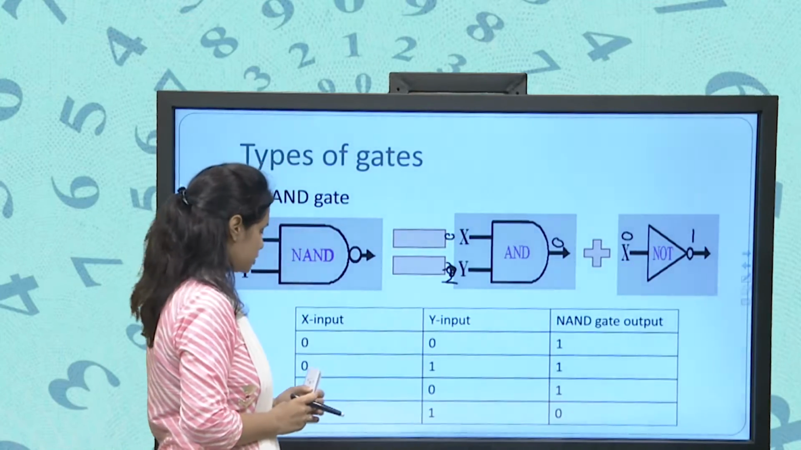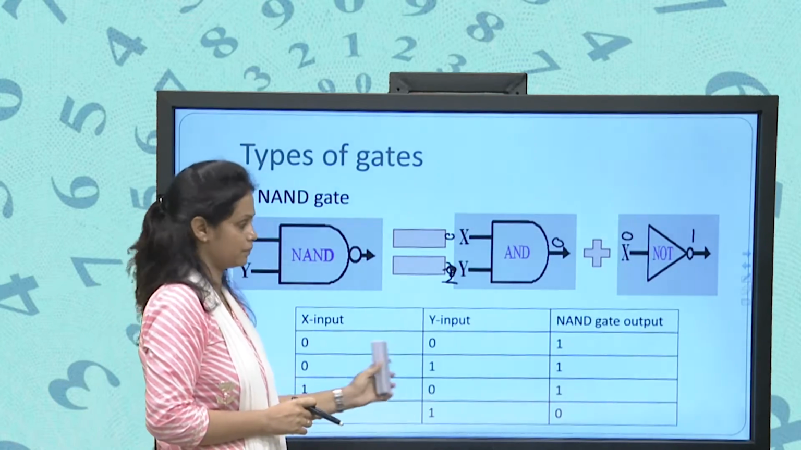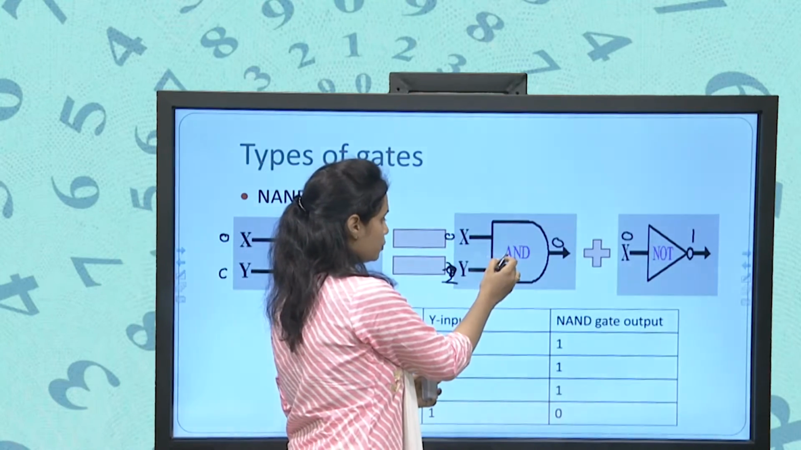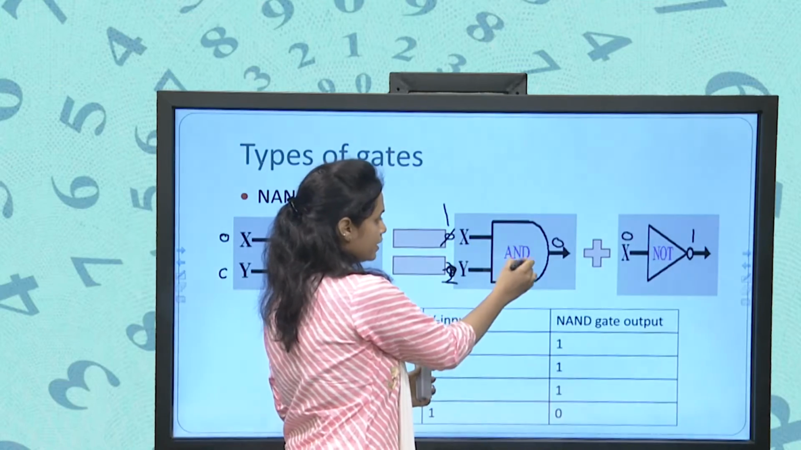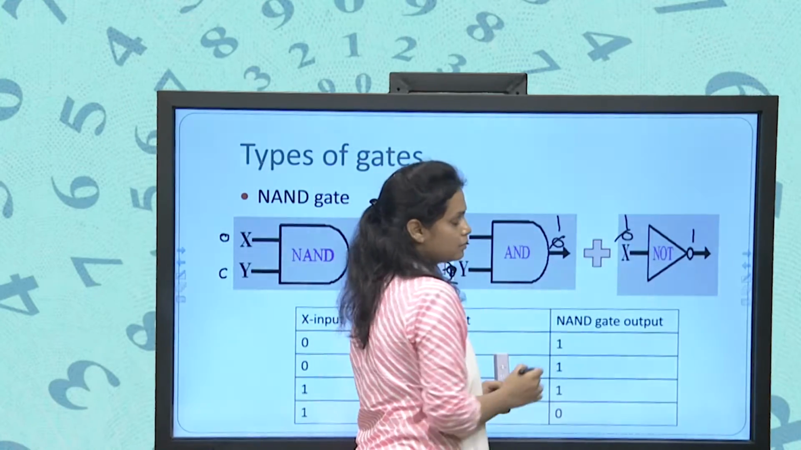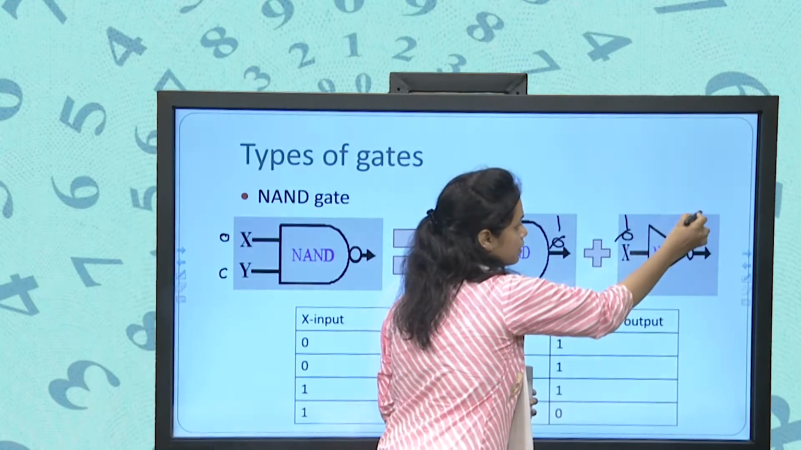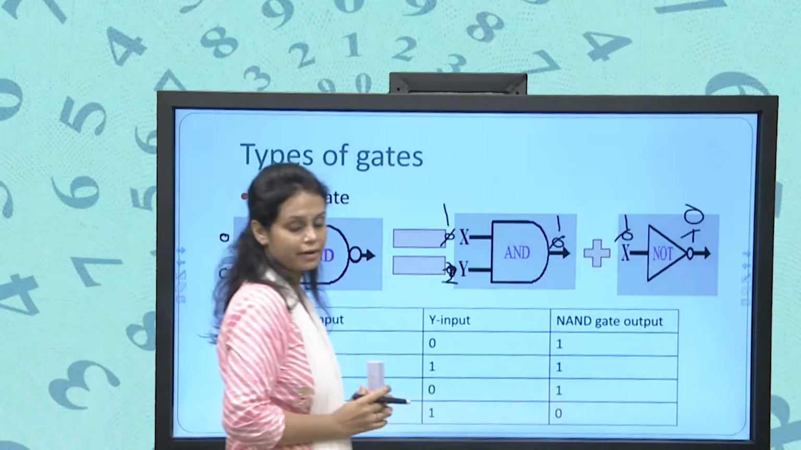We will see the fourth case. Our x input is 1, y input is 1. So the AND gate output is 1. This 1 is passing over here, and the NOT gate output of this 1 will become 0.